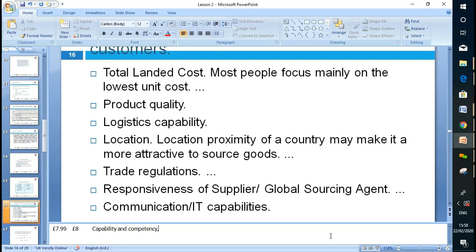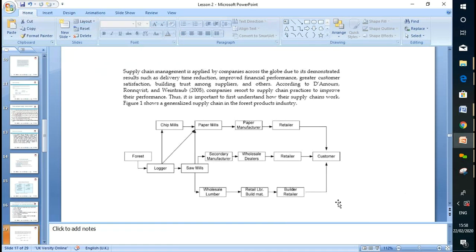So location is very important. We are saying we'll give you a different price in Karachi than in other areas. Trade regulations we need to look around. Different regulations can impact behavior. Responsiveness of suppliers and the global sourcing agent, and communication and IT capabilities. Yes, so all this impacts our supply.